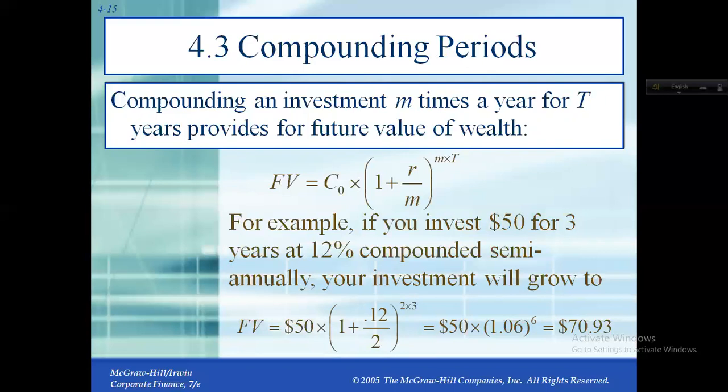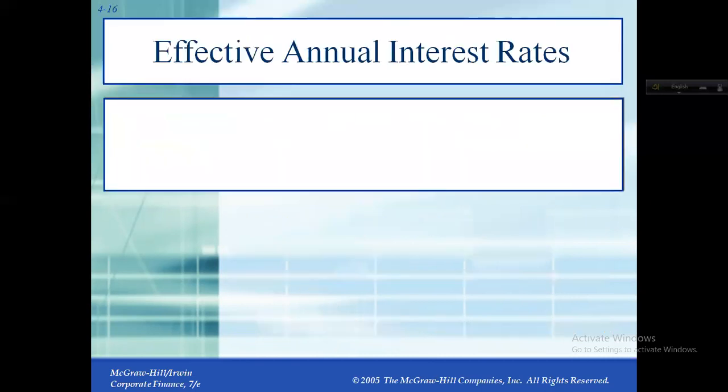If the compounding period is semi-annual, then M equals 2. If it is quarterly, then M equals 4, which means we get interest 4 times in a year. If it is monthly, then M equals 12. If it is weekly, then M equals 52. And if it is compounded daily, then M equals 365.